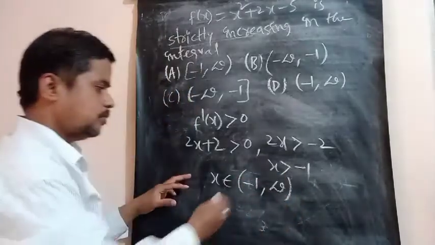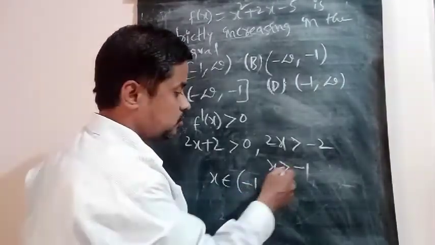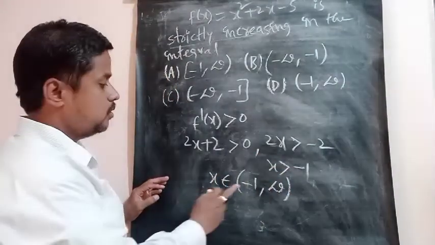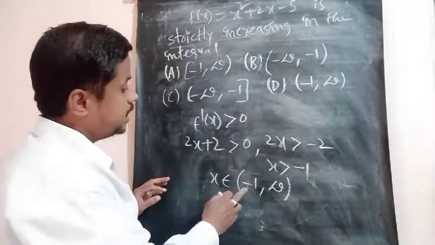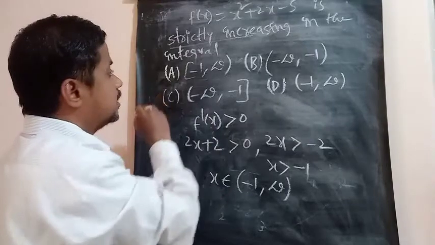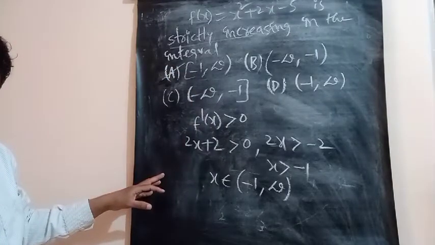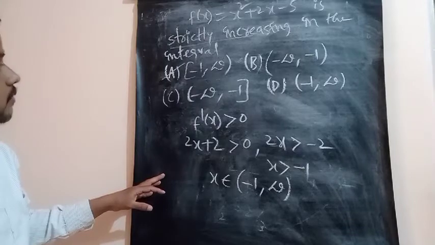So greater than minus 1 means we should not take minus 1. Why? Because the equal to sign is not there. That's why we have to go through this one. So minus 1 comma infinity. Which option is the right one? Minus 1 comma infinity. So option A is the right answer.